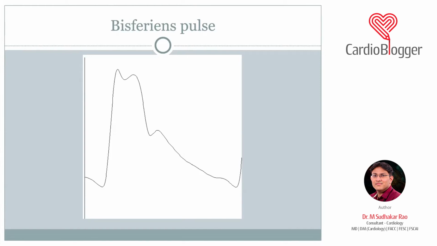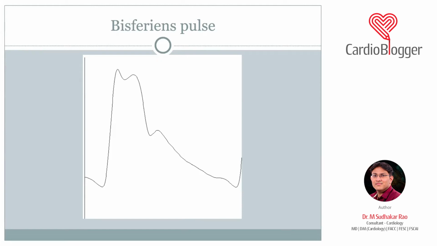So typically in HCM, in a bisferiens pulse, the first peak is always more than the second peak, and the second peak occurs later. There is a duration. Whereas in aortic regurgitation, the second peak is of the same height, or it can be higher than the first peak, but never lower than the first peak, and it occurs earlier. The second peak occurs earlier than in HCM. So these are the two important differences.